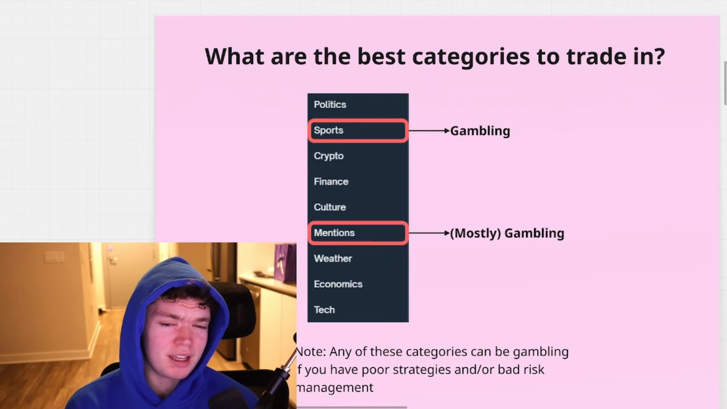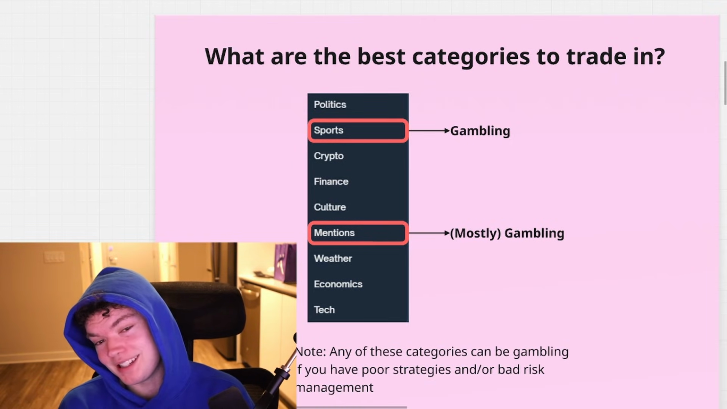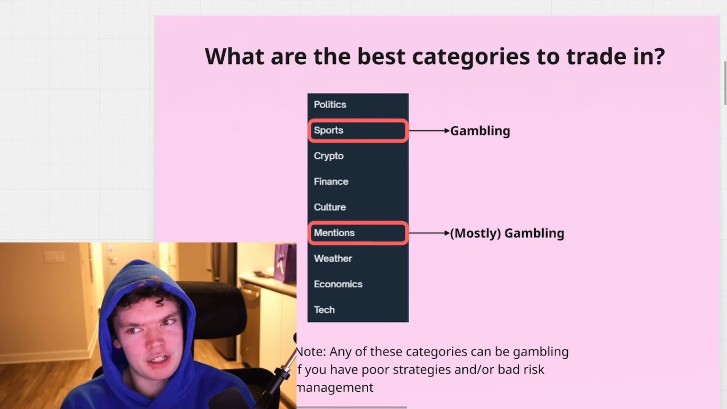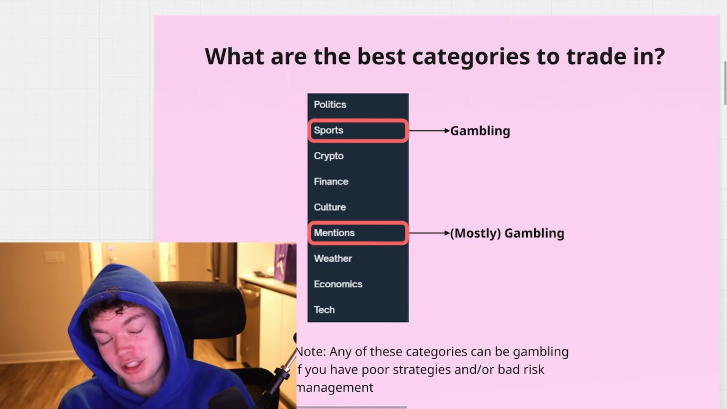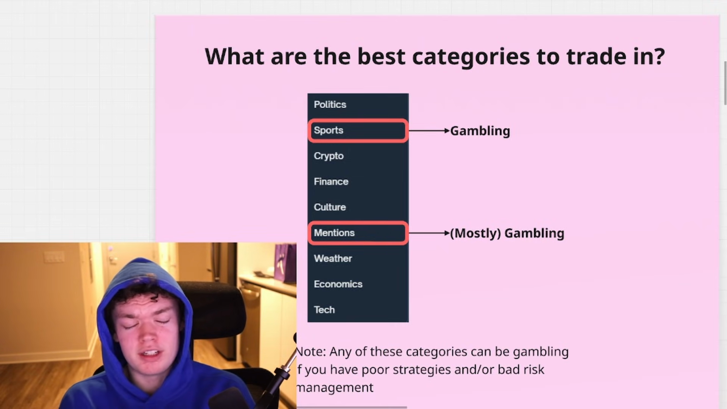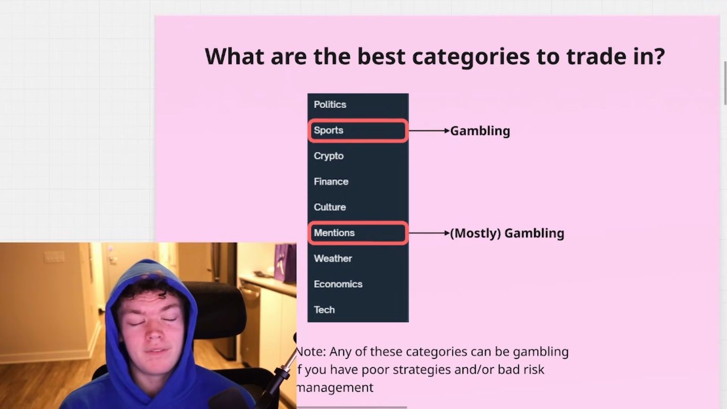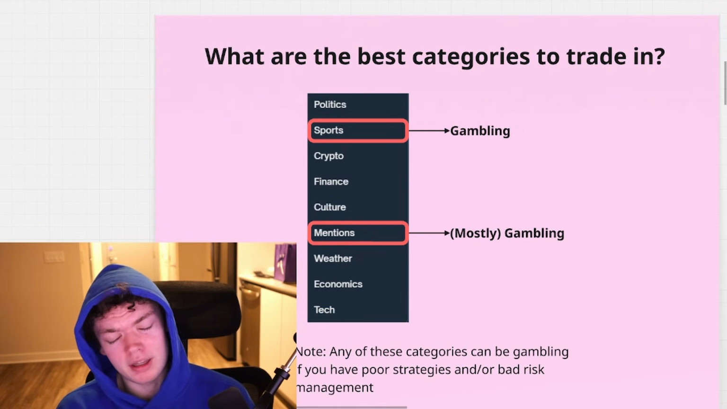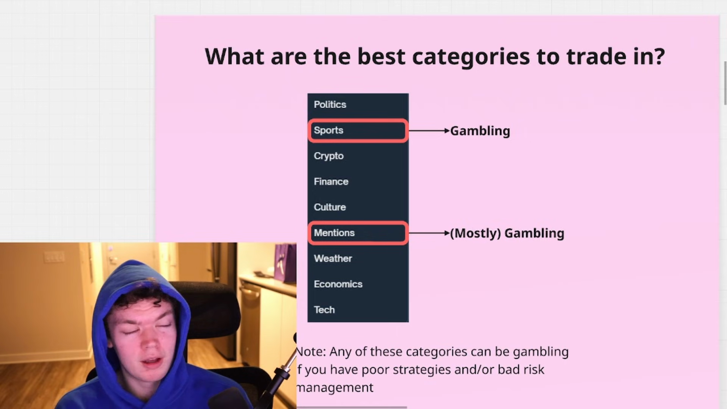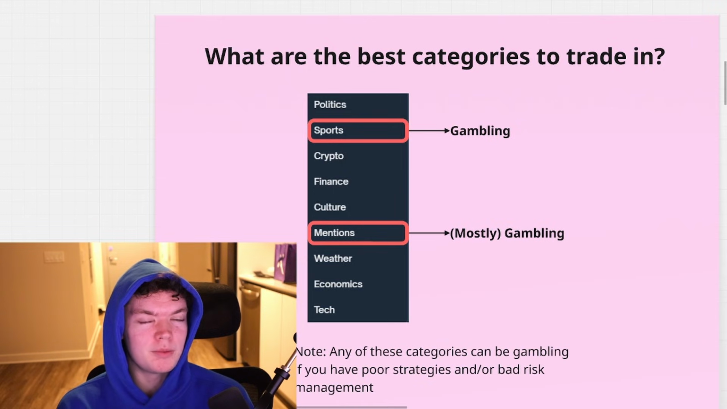And also mentions markets. Sorry, I know some people will hate me for this. I do think it is mostly gambling. And the reason why it's mostly and not 100% gambling is you can make educated decisions on if something is undervalued because there are tools to look at past press conferences, past speeches to see how many times Trump said a certain word. If you don't know what mentions markets are, there could be a market saying, what will Trump say in November? Will he say turkey? Will he say tariff? Will he say Christmas? Whatever. That's what mentions markets are.